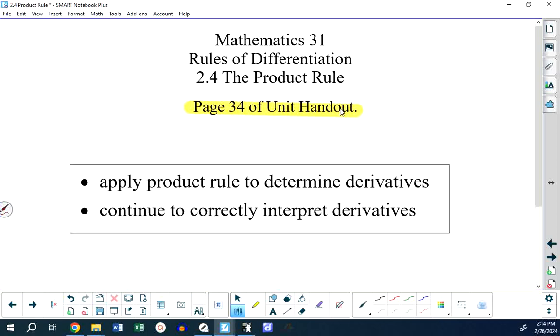What we're going to be doing today is learning what the product rule is, and we're going to use it to determine derivatives. And then, of course, we're just going to continue to use derivatives for whatever we're asked to use them for. It's just that now we'll be able to differentiate more complicated functions.